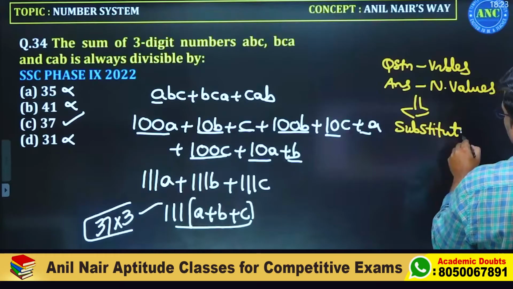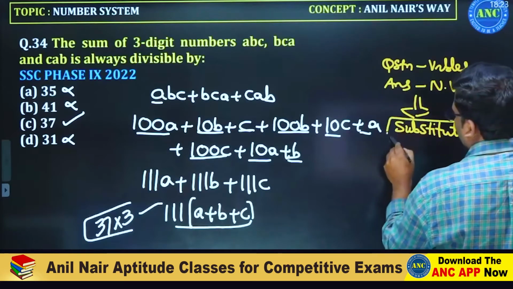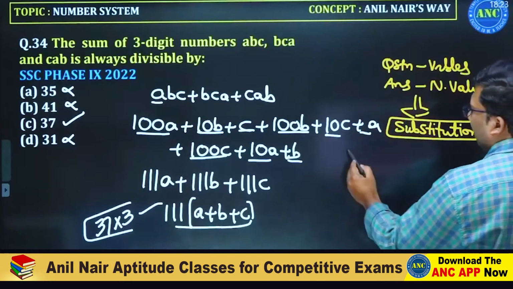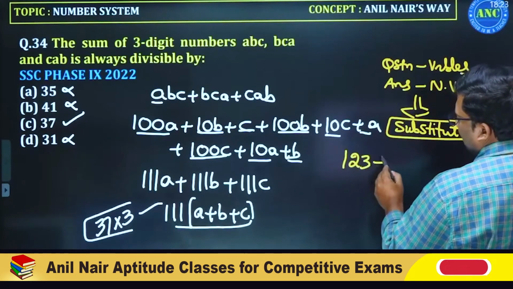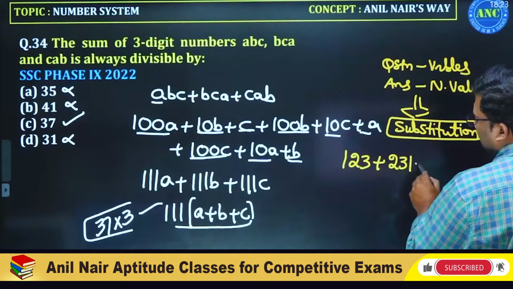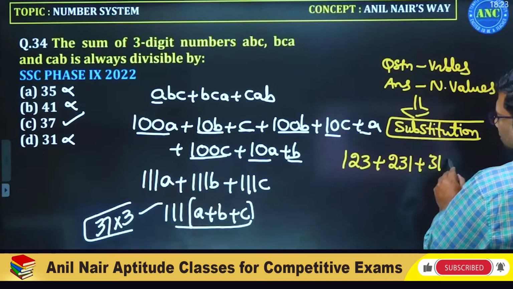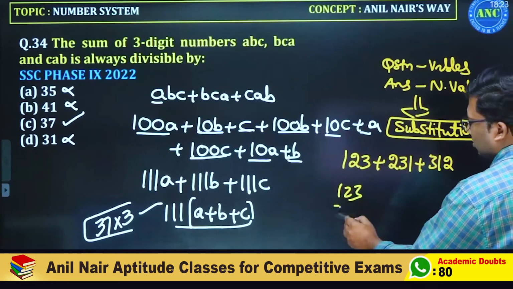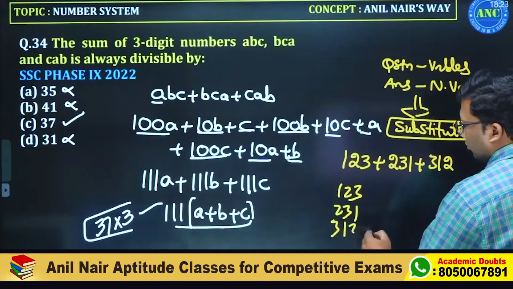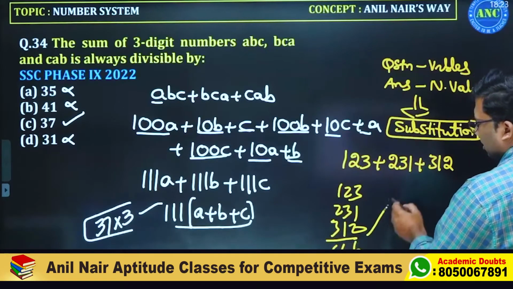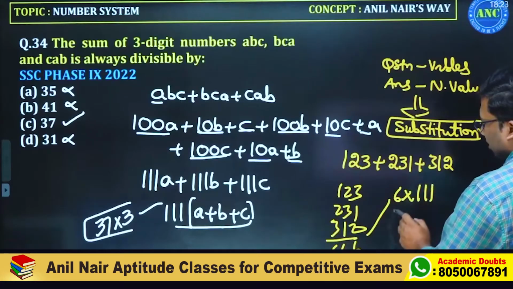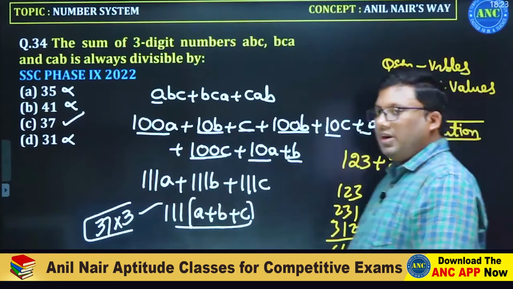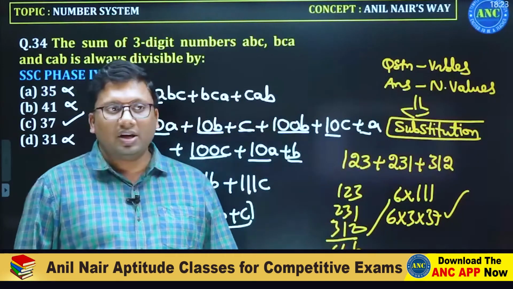Substitution is the best method to solve the problem. Take any values. One is 1, 2, 3. Next is 2, 3, 1. Next is 3, 1, 2. If I add it, 123 plus 231 plus 312, it is 666. 666 is 6 into 111. 111 is 3 into 37. Answer is divisible by 37.